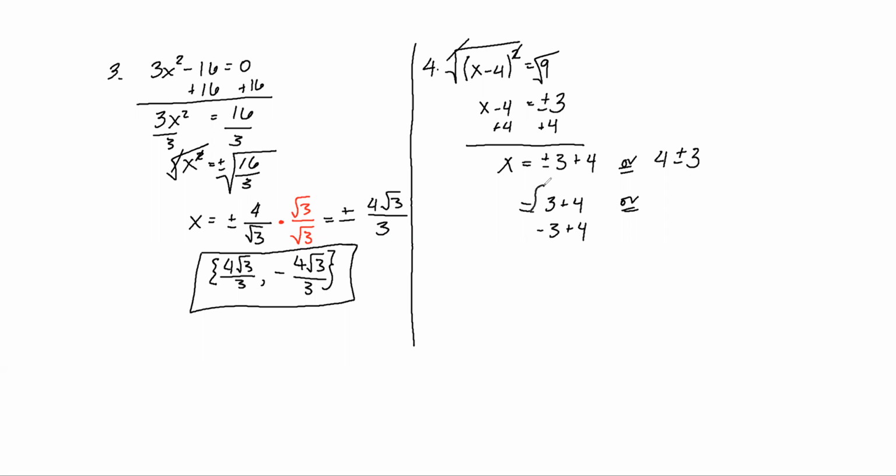So these are our 2 solutions, not simplified yet. So let's go ahead and simplify those down. 3 plus 4 is 7. Negative 3 plus 4 is 1. That's one way of doing it.